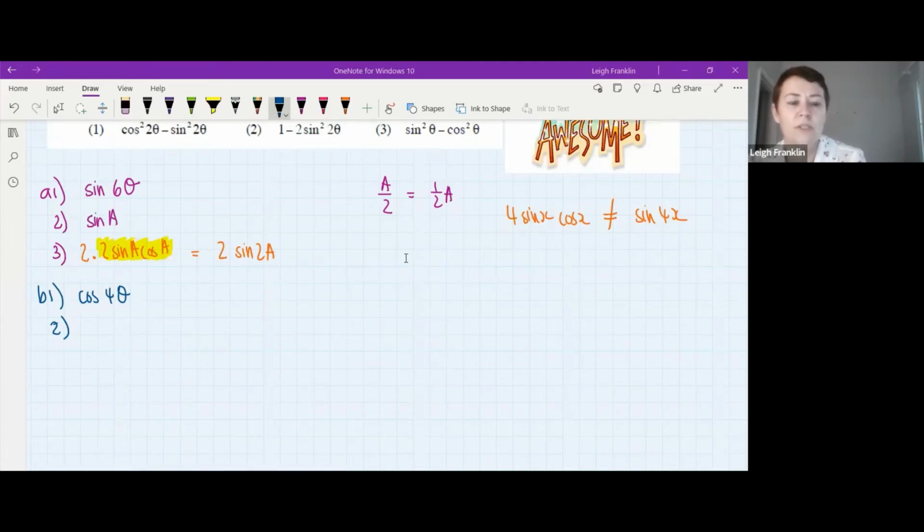1 minus 2 sine squared 2 theta. How should we write that? Ma'am, is it also cos 4 theta? What do we think? Is this cos 4 theta? Yes, ma'am. Tumelo, what do you think? I was just going to say the same. Exactly, quite right. Okay, so number 1 and number 2 are identical to one another.